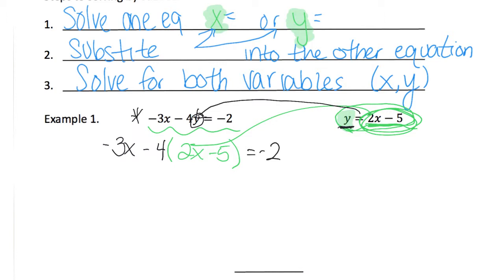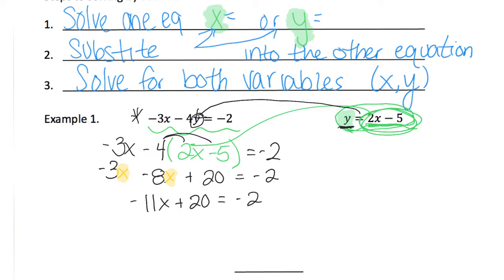Okay, once I do that, then I'm going to solve. So now I'm going to distribute. So I'm going to have negative 3x minus 8x plus 20 equals negative 2. So I distributed. Now I want to solve for x. I'm going to get these x's alone and solve for them. So I have negative 11x plus 20 equals negative 2, minus 20 minus 20. Negative 11x equals negative 22. X equals 2.